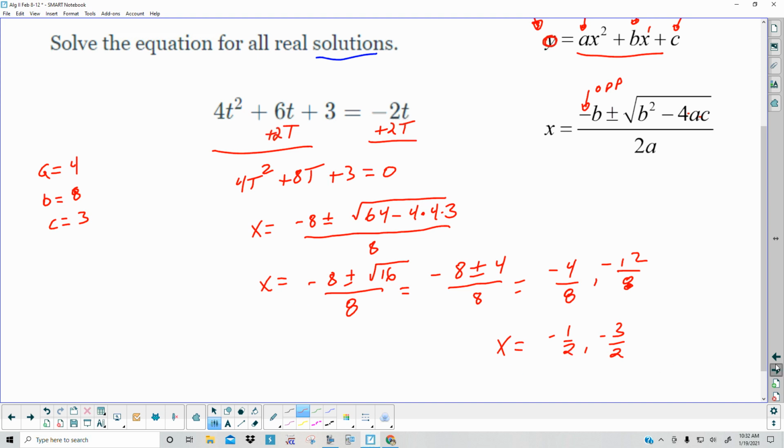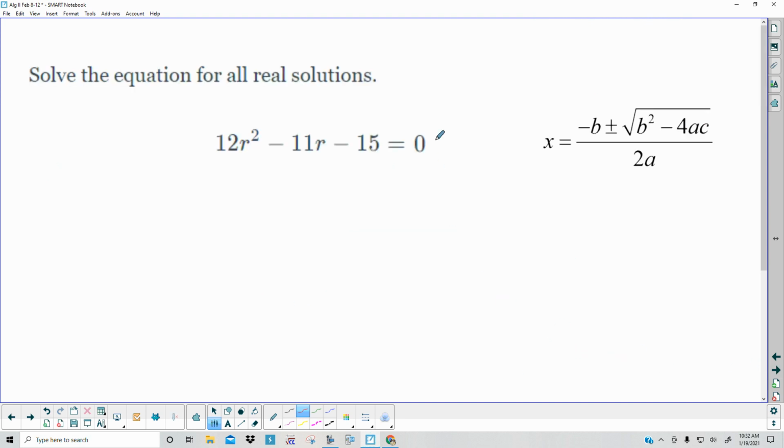All right, doing it again. This is already set equal to 0, so you don't have to do any pre-work like we did on the other one by moving stuff over. A is 12, B is negative 11, C is negative 15. So you just go down the line. Opposite of B, 11, plus or minus the square root, and then you have a negative 11 squared. You need to be a little bit careful here.